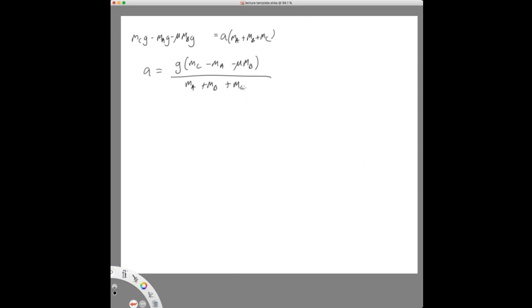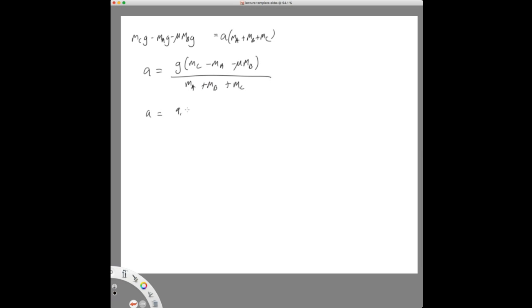Okay, as I said, this is probably the hardest problem we have done to date because it's got three masses, so three sets of equations. But once we generate those equations, when we add them together, most of the stuff that we don't know cancels out, leaving us with only one unknown. So now we can solve.